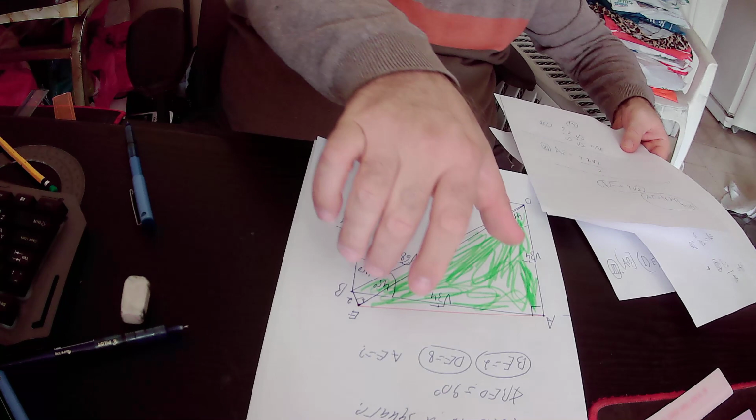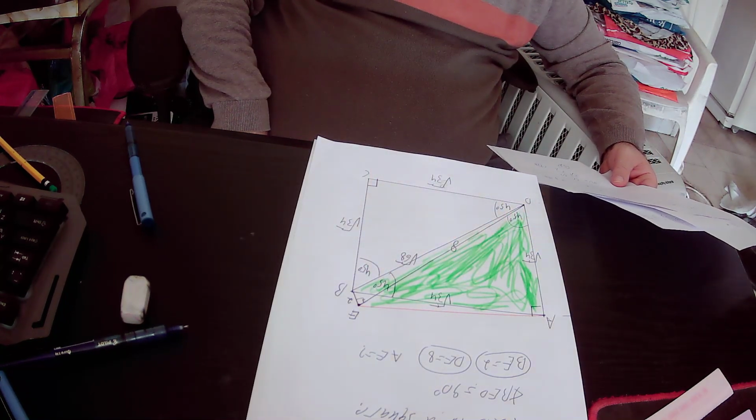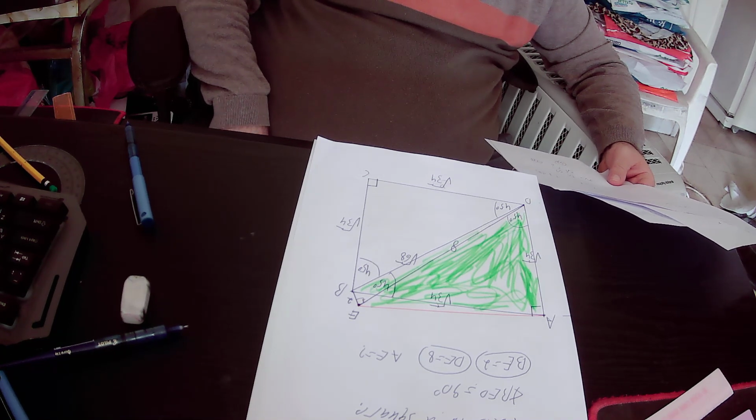I will repeat again. This line segment in the red color equals either 3 times square root of 2 units, or in terms of numbers, it equals 4.243 units. Okay? Thank you very much.